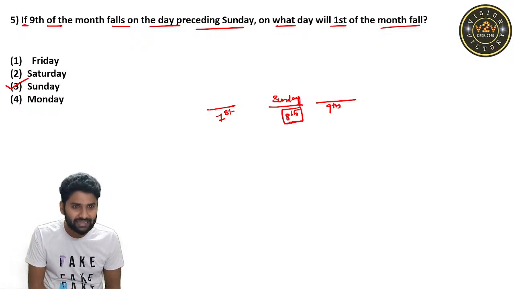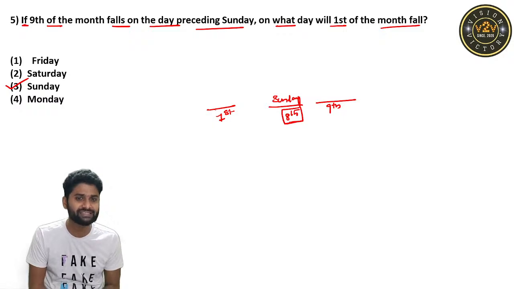Ninth of the month falls on the day preceding. So if you consider the preceding day, the previous day is Sunday. Then what about the first of the month? So the first of the month is Sunday.